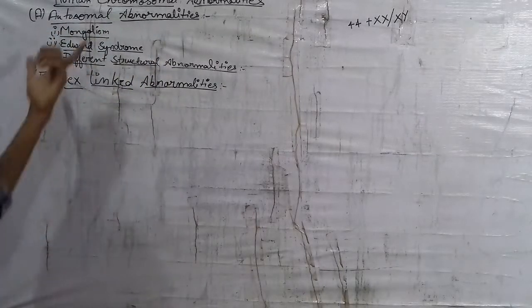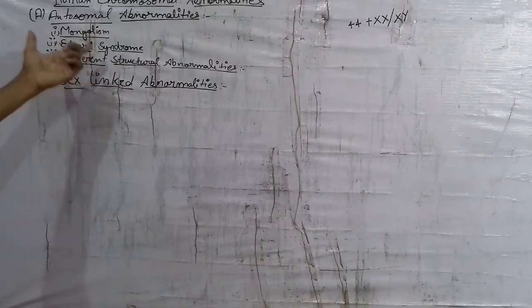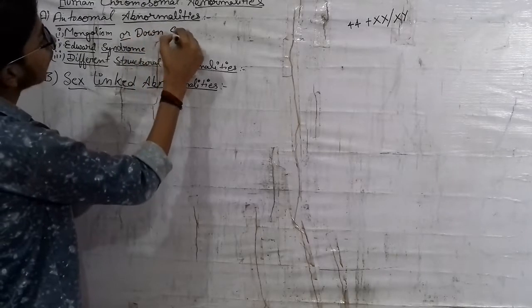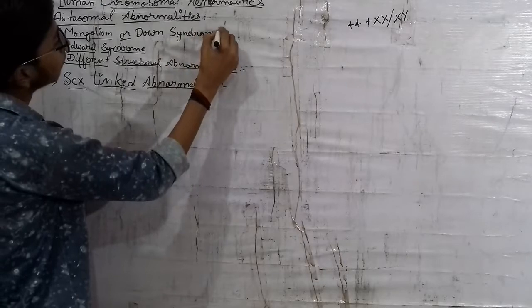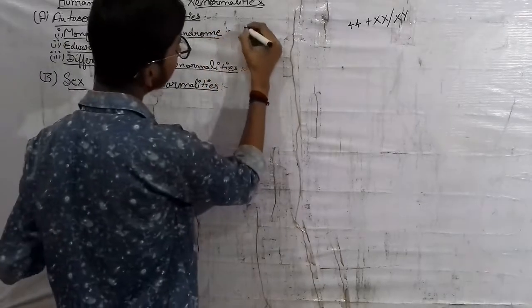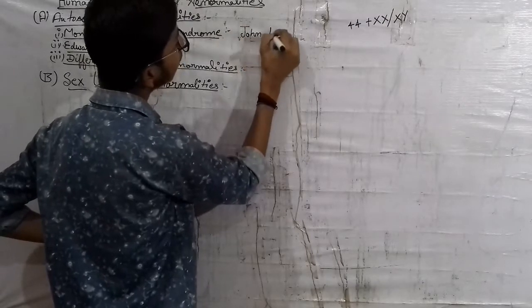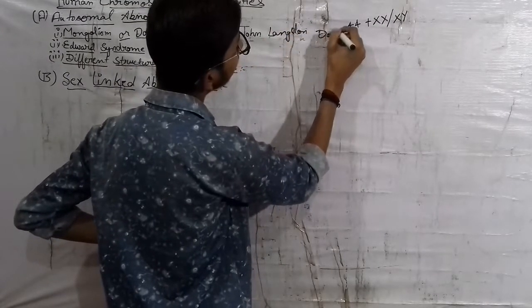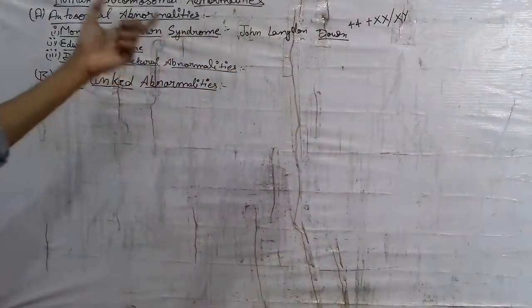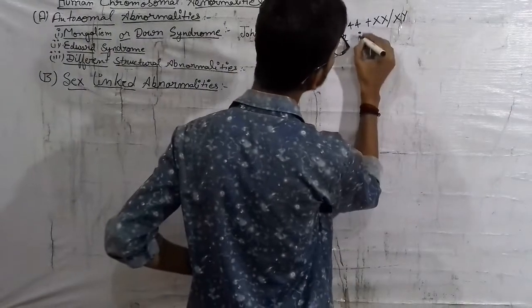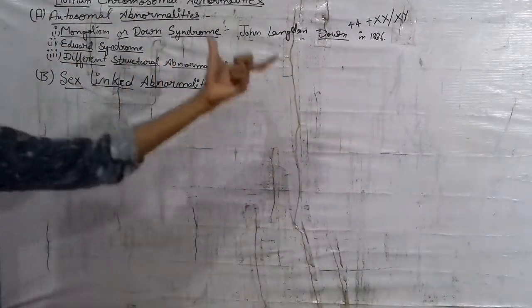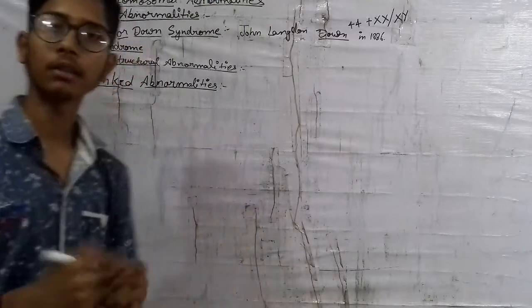In this, the first is Mongolism. Yes, my dear friend, Mongolism. Mongolism is also called Down syndrome, because it was discovered by John Langdon Down. Yes, my dear friends, in 1886, John Langdon Down described Mongolism or Down syndrome.